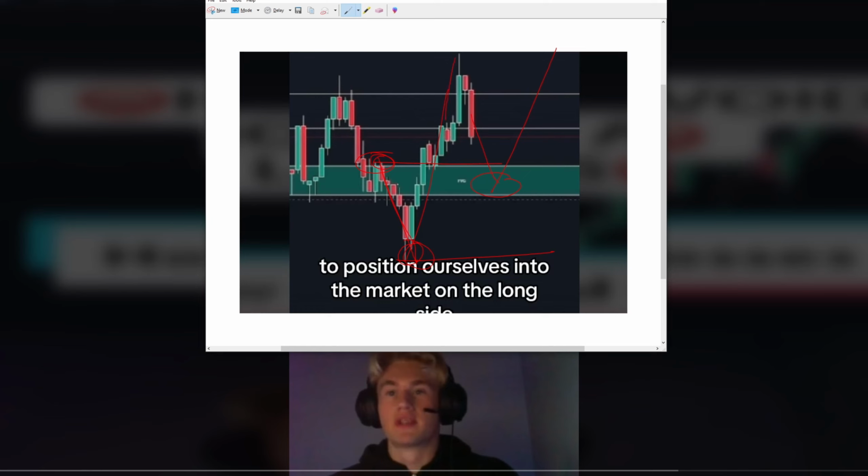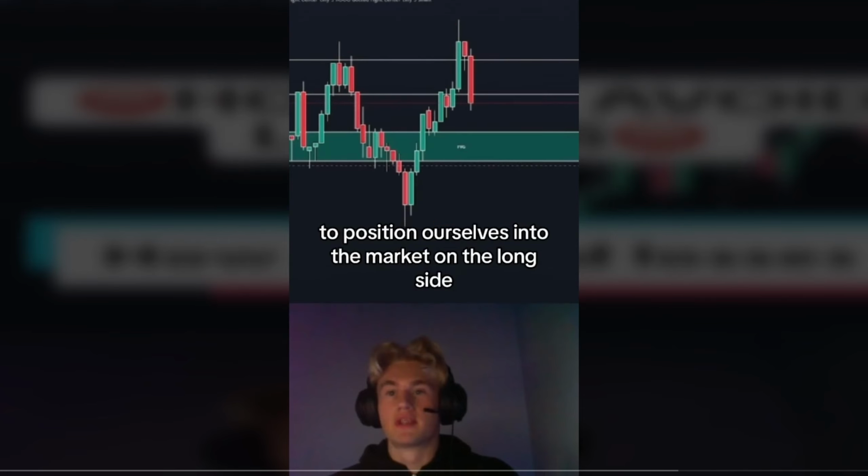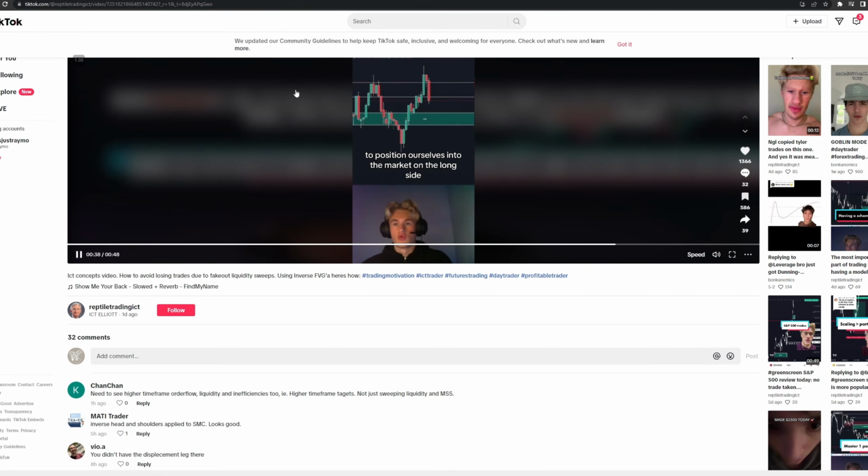I wouldn't keep dragging fair value gaps across candlesticks like that. It doesn't make any sense to me. It's meant to rebalance the market. So once it's rebalanced, meaning it's filled, it has no use for it anymore. Yeah. So an order block can be hit twice. Yes. Okay. Position ourselves into the market on the long side.